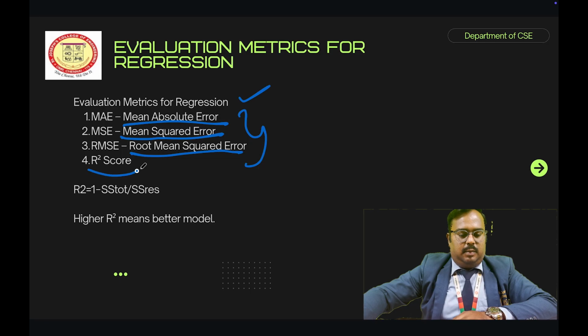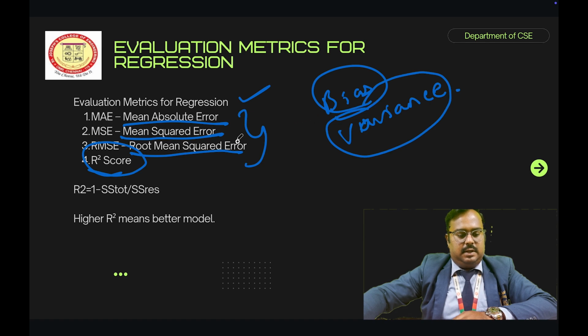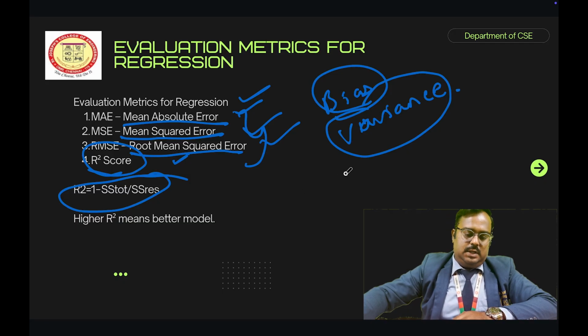We already discussed error, right? Error is nothing but bias and variance. Bias is nothing but the error due to simplicity. Variance is nothing but the error due to complexity. So based on this error, we have to measure these evaluation metrics: MAE, MSE, RMSE and R squared. So we have to find the R squared value here. R squared equals 1 minus SS total divided by SS residual. So here, a higher R2 means a better model, and a lower R2 means a poor model.